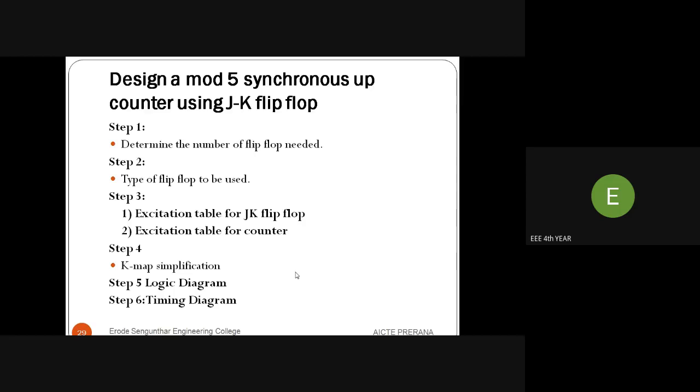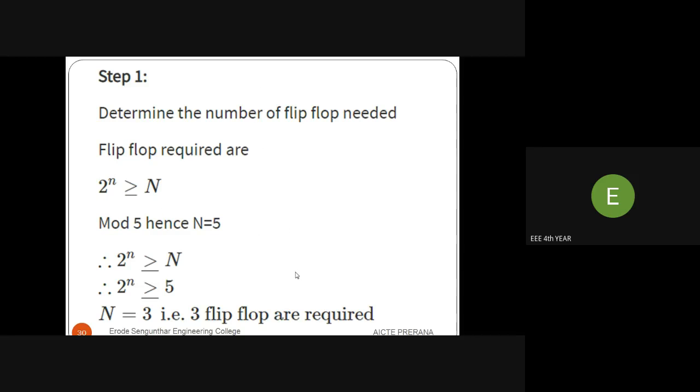The third step is to draw the excitation table for the JK flip-flop. By using the JK flip-flop excitation table, we draw the excitation table for the particular counter. Step 4 is K-map simplification. By drawing the K-maps, we can obtain the Boolean equations. By using these Boolean equations, we can draw the logic diagram and the timing diagram. So for the modulus counter, the first step is to determine the number of flip-flops needed.